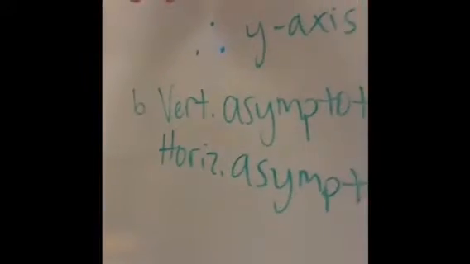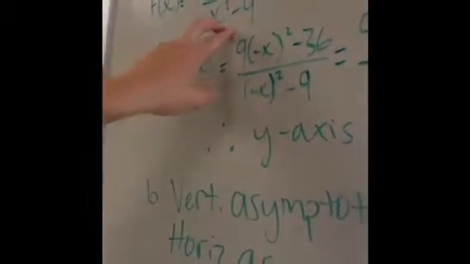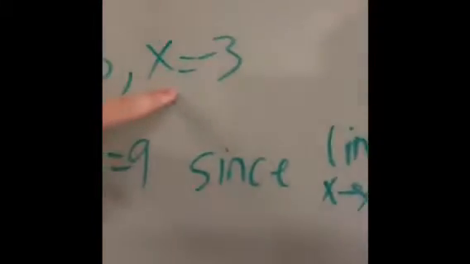Question B says write an equation for each vertical and each horizontal asymptote of f. So for vertical asymptotes, all you're going to do is set this denominator equal to 0 because the function cannot exist when the denominator is 0. For that you get x equals 3 and x equals negative 3.